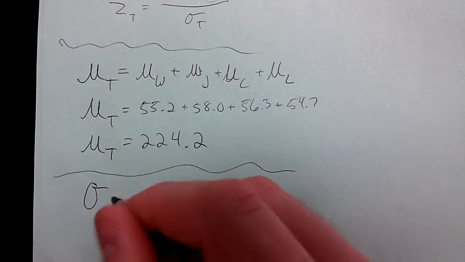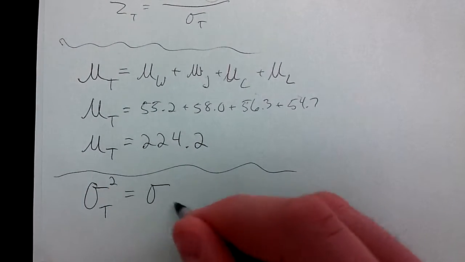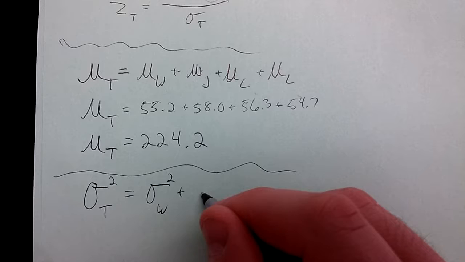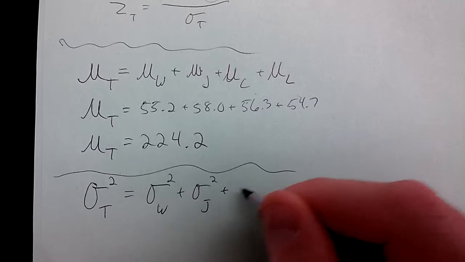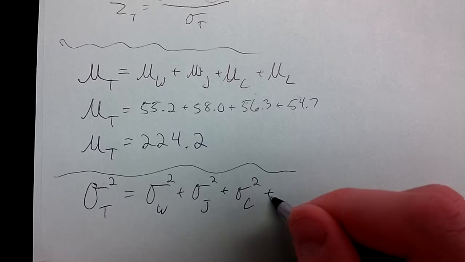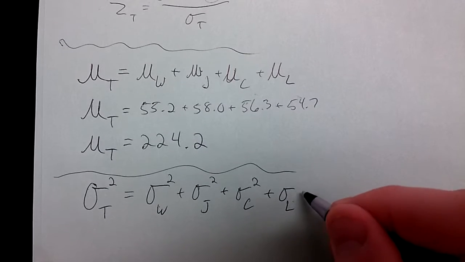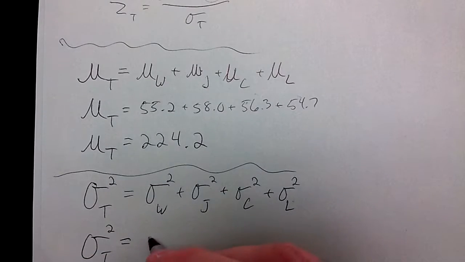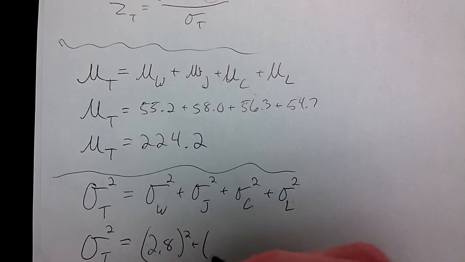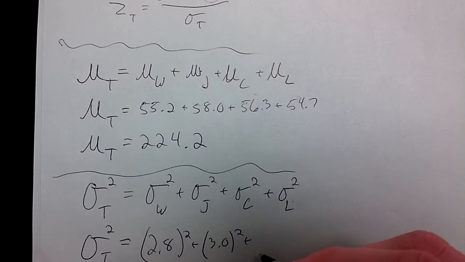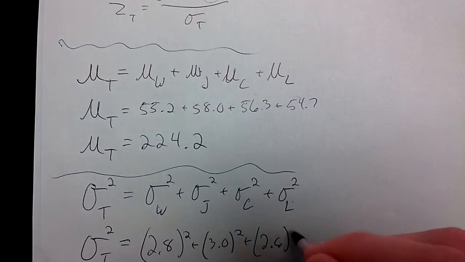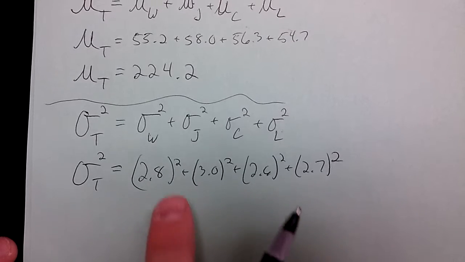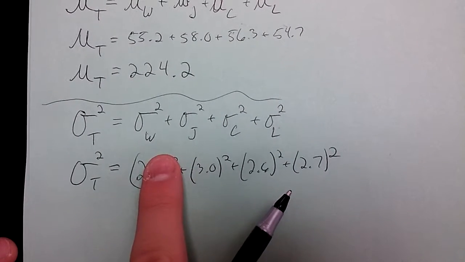Now, we're going to find the standard deviation by working through the variance. And the variance operates the exact same way. The variance of the sum is the sum of the variances. They don't give us the variances in the table, though. They give us the standard deviation. So all those numbers in the table, we are going to square each of those. So sigma t squared is going to be 2.8 squared plus 3.0 squared plus 2.6 squared plus 2.7 squared. So each standard deviation squared becomes the variance for that variable.